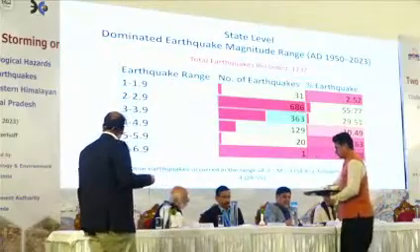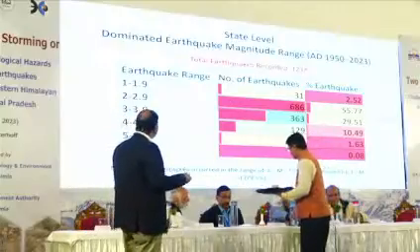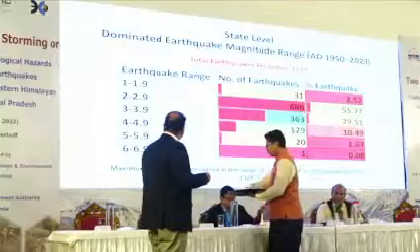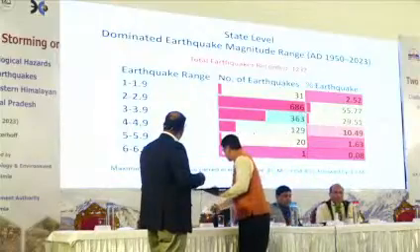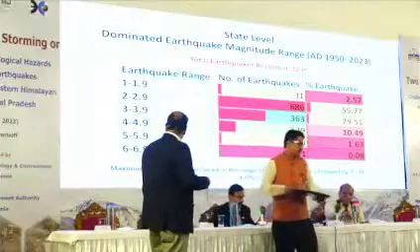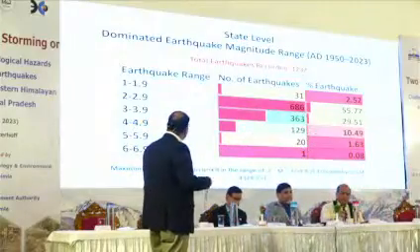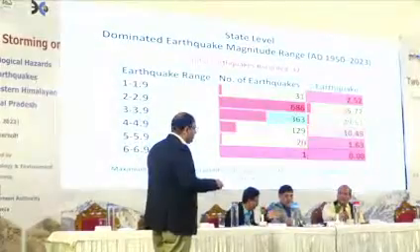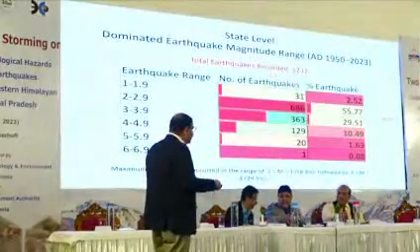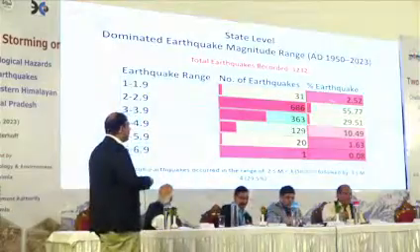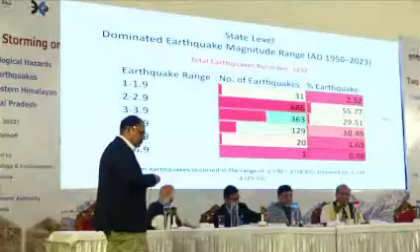Now this is an important statistic. The total number of earthquakes is 1,232, ranging from 1.1 to 1.9 up to 6 to 6.9. You can see that the maximum earthquakes occurred in the 2 to 2.9 and 3 to 3.9 range. 85% of earthquakes are in this zone. These are releasing the energy. Maybe that is the reason bigger earthquakes don't happen, because the accumulating strain is being released.